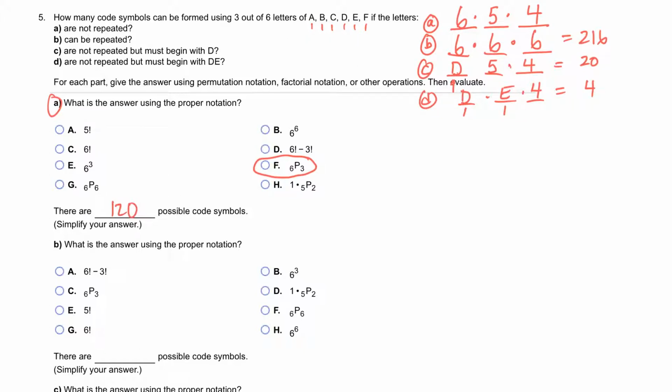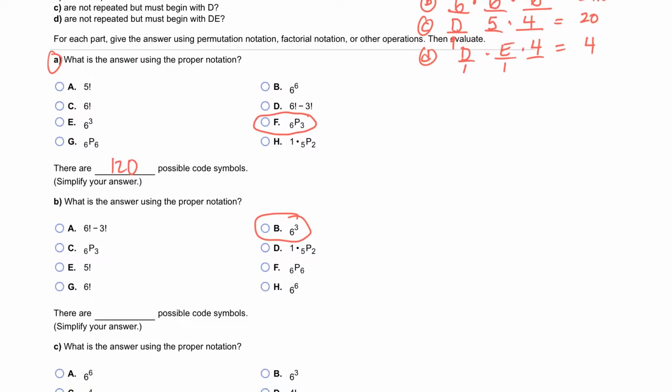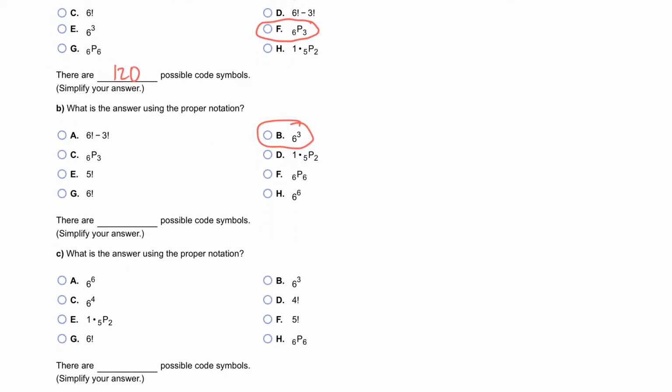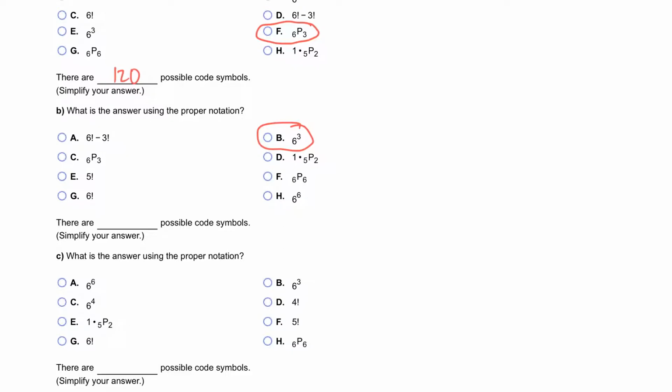What is the answer in the proper notation for B? Can be repeated, so it'd just be 6 times 6 times 6. Where's that? 6 right there, 6 cubed. That's sort of an awkward one. Okay, and for C, it was 5 times 4. So where's 5 times 4?